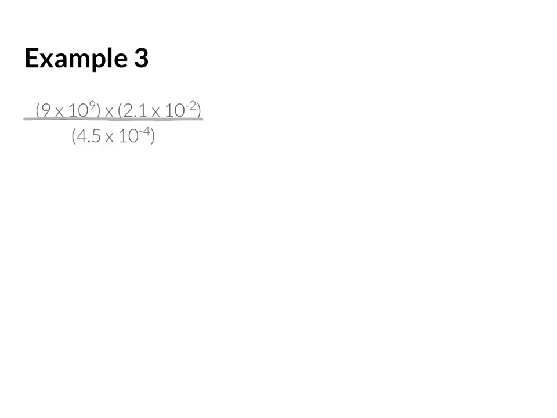For example 3, we have multiple steps in one problem. We have 9 times 10 to the ninth being multiplied by 2.1 times 10 to the negative second, all of that being divided by 4.5 times 10 to the negative fourth. The key is to take it in chunks, one step at a time. So let's start with our numerator. I rearranged my numerator so that the powers of 10 are being multiplied by each other. This simplifies to 18 and 9/10 being multiplied by 10 to the positive 7.